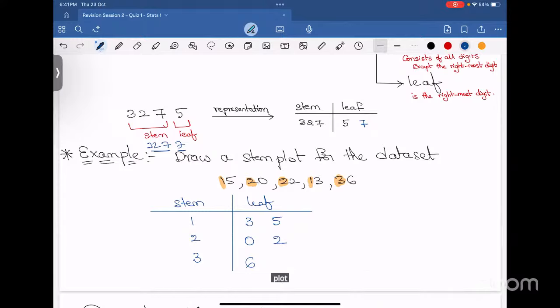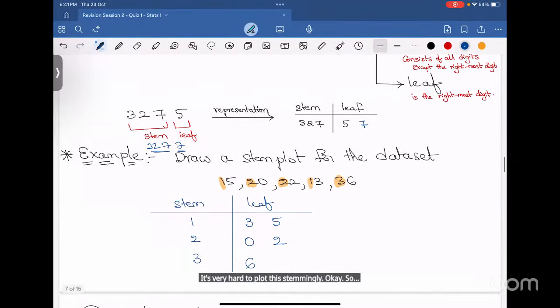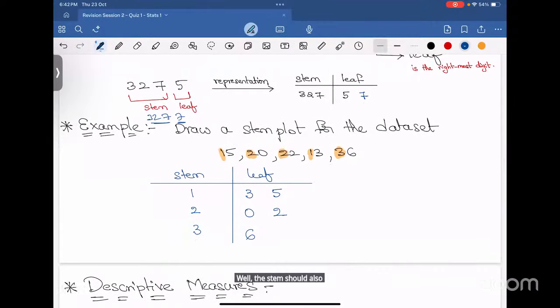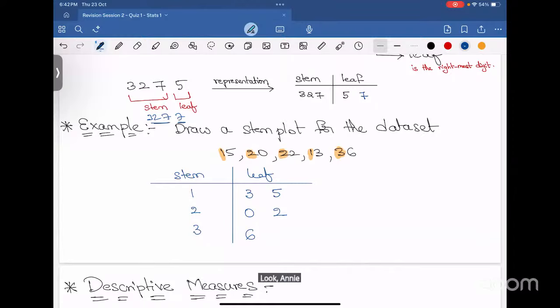And this stem and leaf plot is very useful when the data set is smaller. If you have some 50 data points, it's very hard to plot this stem and leaf. So that is one way. Sir, the stem should also be in ascending order, right? Yeah, the stem should also be in ascending order. Order has to be followed.